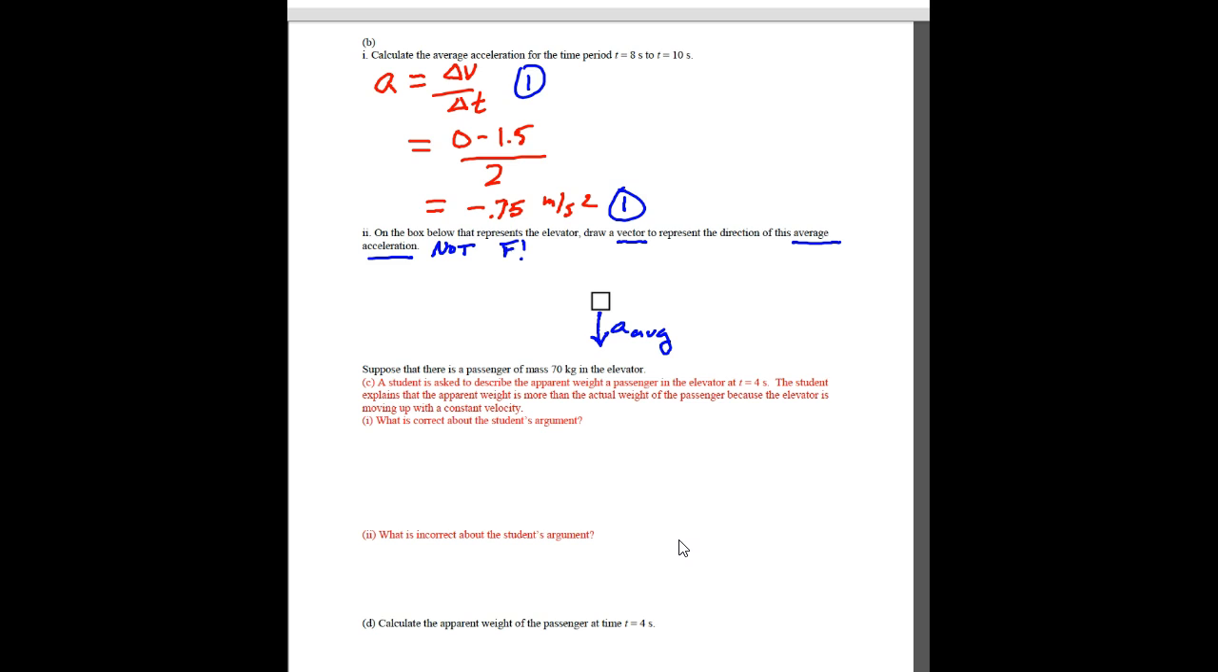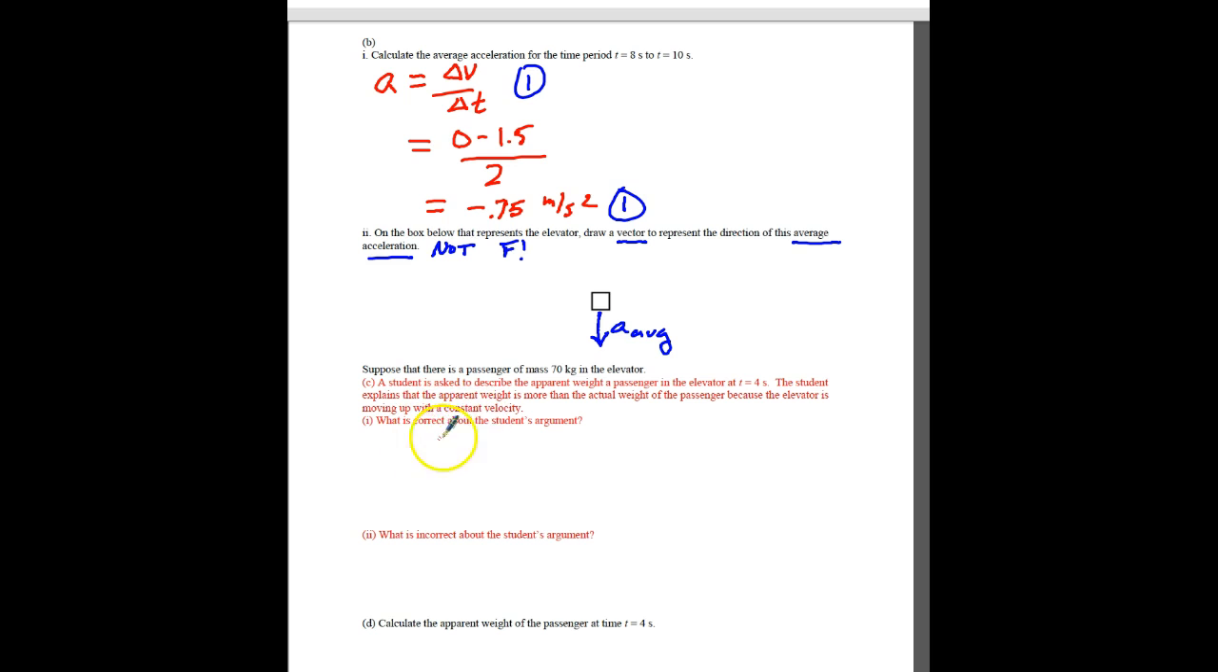Now it says, suppose there's a passenger of mass 70 kilograms in the elevator, and the student is asked to describe the apparent weight of a passenger at t is equal to 4 seconds. The student explains that the apparent weight is more than the actual weight of the passenger because the elevator is moving up with a constant velocity. What's correct about the student's argument?